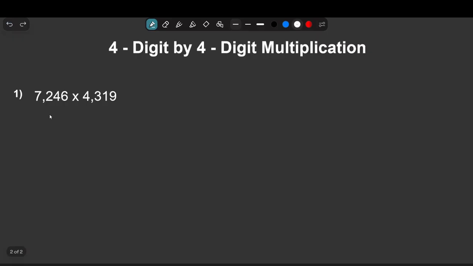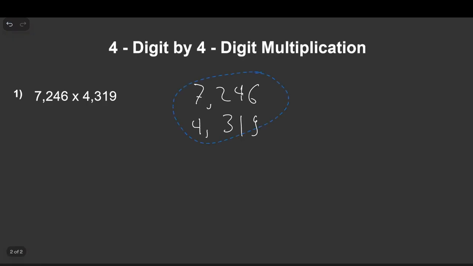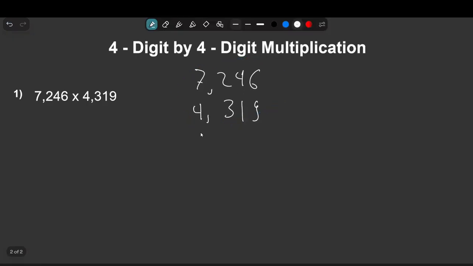7,246 times 4,319. So the first thing we're going to do with multiplication is we're going to line them up below each other like this. 7,246, don't forget the comma, times 4,319. So, like this. So we have written them down below each other, and now we're going to start multiplying them. To start, first of all, we're going to start from the right.